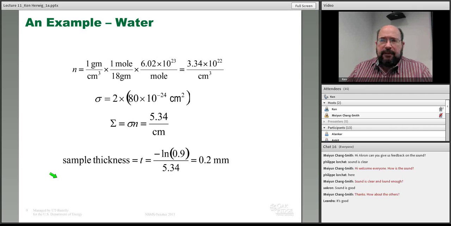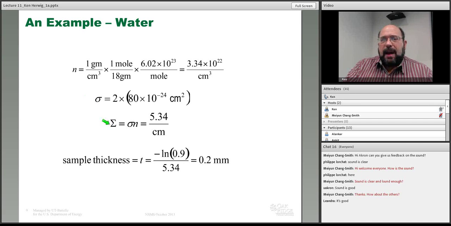So let's walk through that formula for the case of water. We'll calculate the number density first. It's 1 gram per cubic centimeter, 1 mole per 18 grams. We multiply by Avogadro's number, and you come up with a number density of 3.34 × 10^22 per cubic centimeter. We're going to take hydrogen as our canonical case, so we've got 2 hydrogen atoms per water molecule, and each one has 80 barns of cross-section. So sigma, the microscopic cross-section, is 160 barns for the water molecule, and we're just going to ignore the contribution from the oxygen atom. It's much smaller than that from the hydrogen.